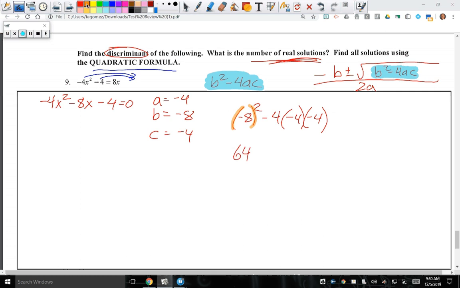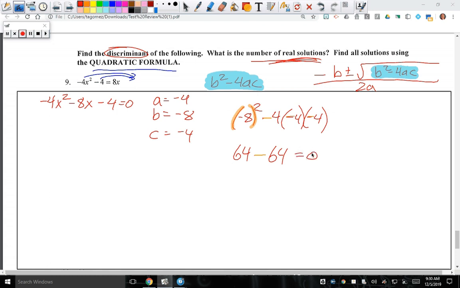And these three negatives over here will multiply to stay negative. And all it is, is 4 times 4 times 4. So -4 times a -4 times another -4 is a -64. Okay? So 64 minus 64, we get 0.